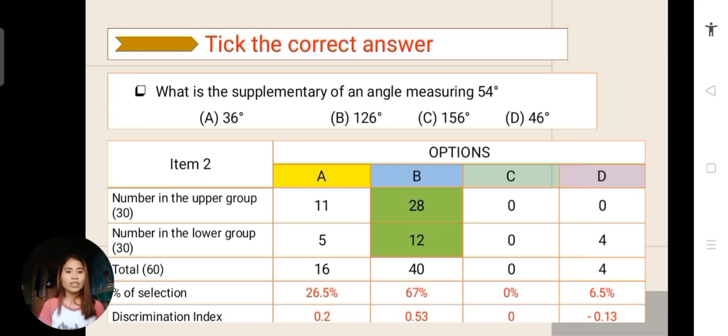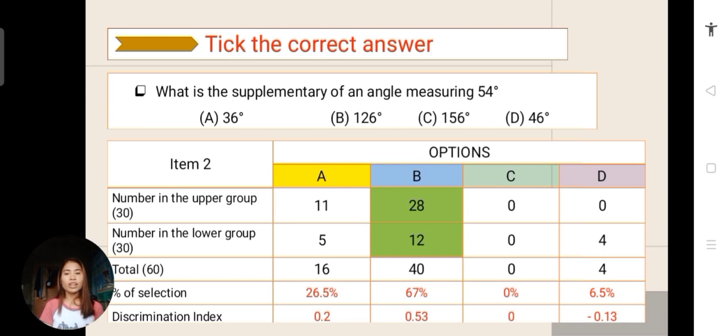Option C, we have 0 or no value because none of the upper group and the lower group chose option C. And in option D, we have 0 in the upper group and 4 in the lower group, a total of 4, and the percentage of selection is 6.5%, and the discrimination index is negative 0.13. So, the distractors A and D are selected by more than 5% of the students, but distractor C is selected by 0% of students. So, obviously, distractors A and D can be considered fully functional distractors. But C is a non-functional distractor since its value is 0.